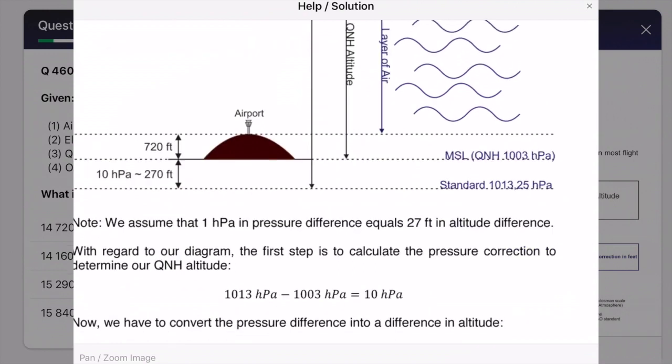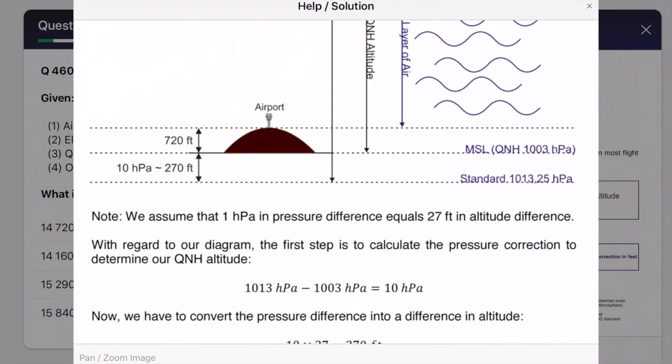And then we just go into the calculation, and again the first step is to calculate the pressure correction to determine our QNH altitude. The standard is 1013 hectopascal, EASA standard, and our QNH is 1003 hectopascal. So we simply subtract 1003 from 1013 hectopascal, and this equals 10 hectopascal in difference.